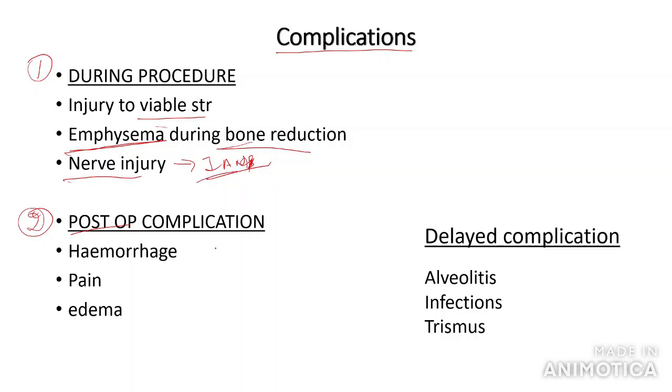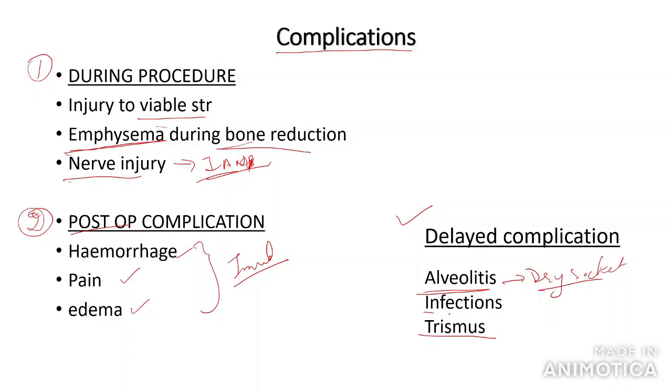So in post-op complications, these can be your immediate ones, and these are your delayed ones. Immediate can be secondary hemorrhage, like you have already attained hemostasis, but again it starts bleeding. Or there can be pain, edema and swelling. And due to this edema and swelling, a delayed complication can be trismus. One very important delayed complication is alveolitis. Alveolitis is your dry socket. This is a very important topic. I will be dealing with this topic again when I talk about exodontia.